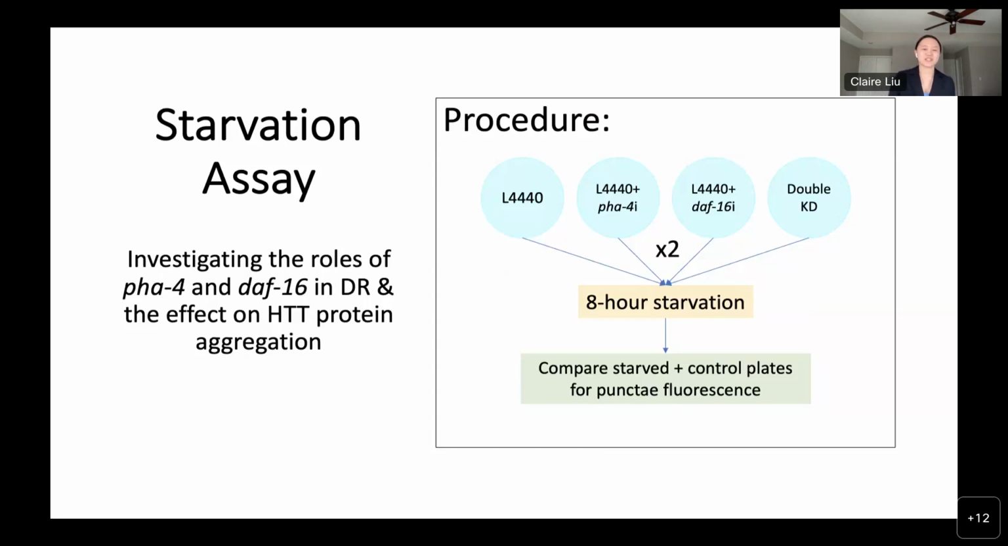I had 2 plates per condition, and one set of these plates was subjected to an 8-hour starvation. After that, I compared the starved and the control plates to analyze their fluorescence, specifically in the head region, and that's shown through little tiny dots, which is known as punctae.